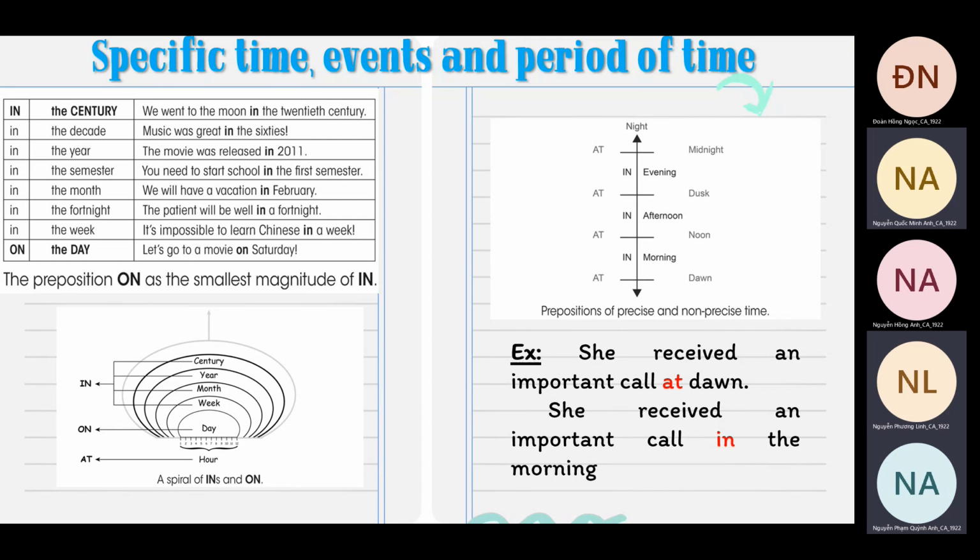And here are some examples. She received an important call at dawn, and she received an important call in the morning.